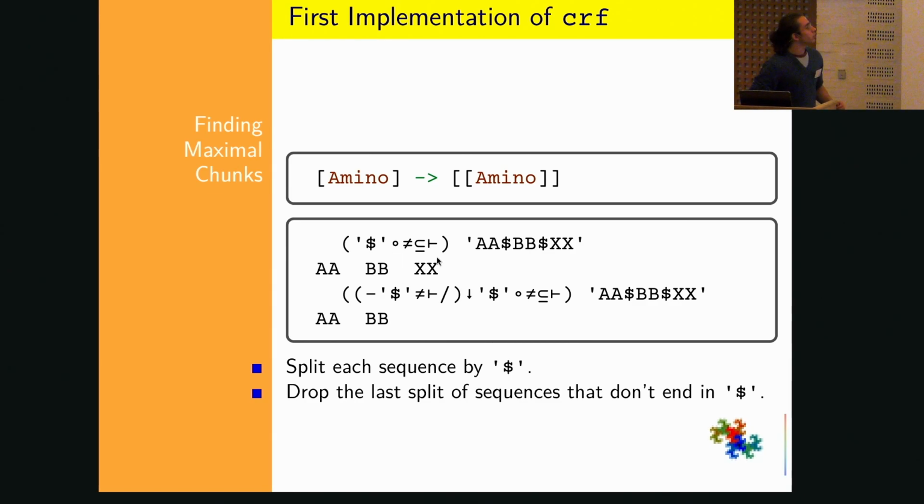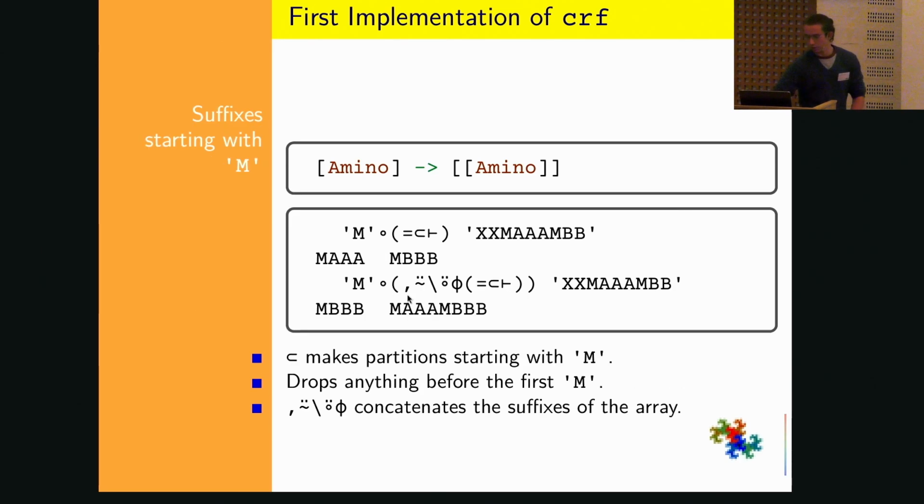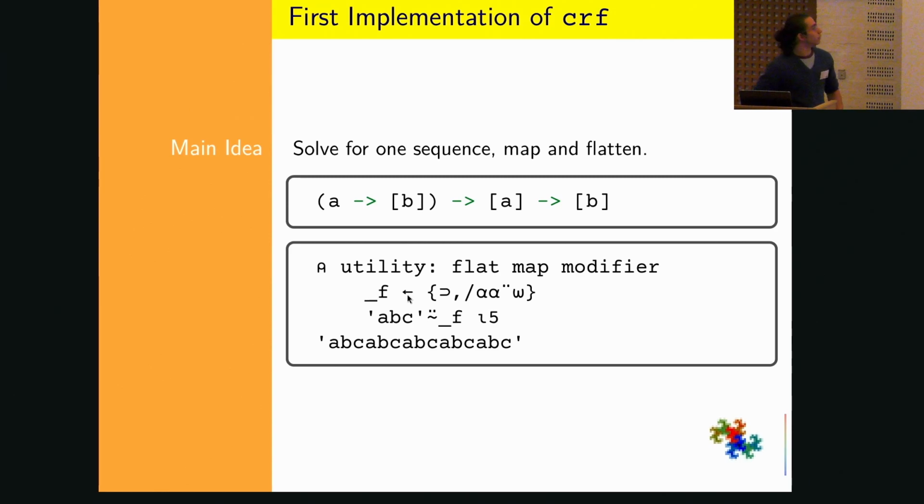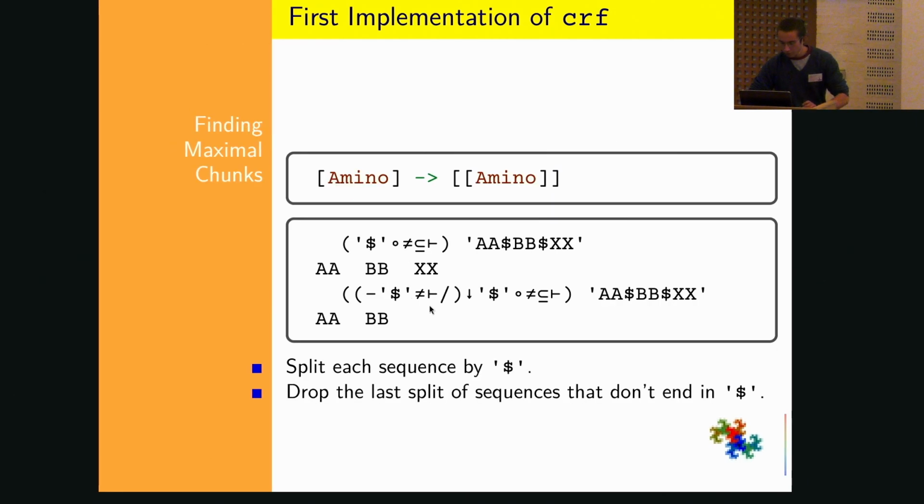Right, so the way we do this is that we partition by $ sign, and then we conditionally choose to drop the last partition if the string didn't end in a $ sign, right? So I apologize. Yeah, we can see that in the first case, this XX subsequence always also presents in the output, but if we drop the last element conditionally, then it will not appear, which is what we want.